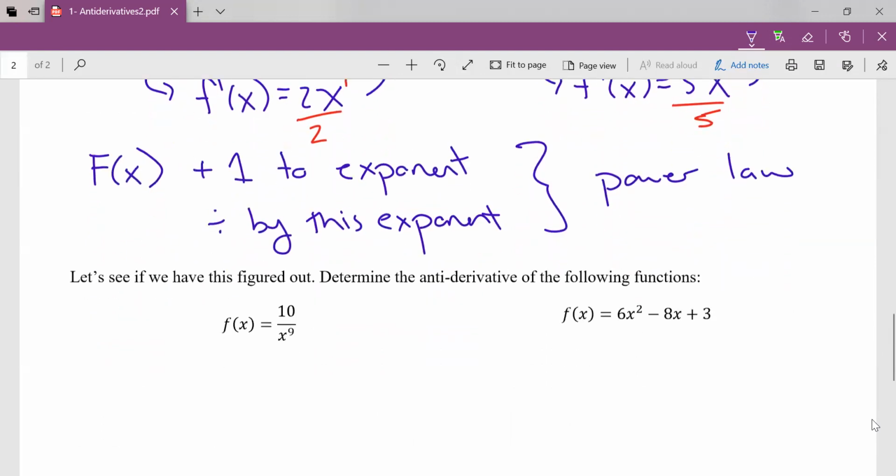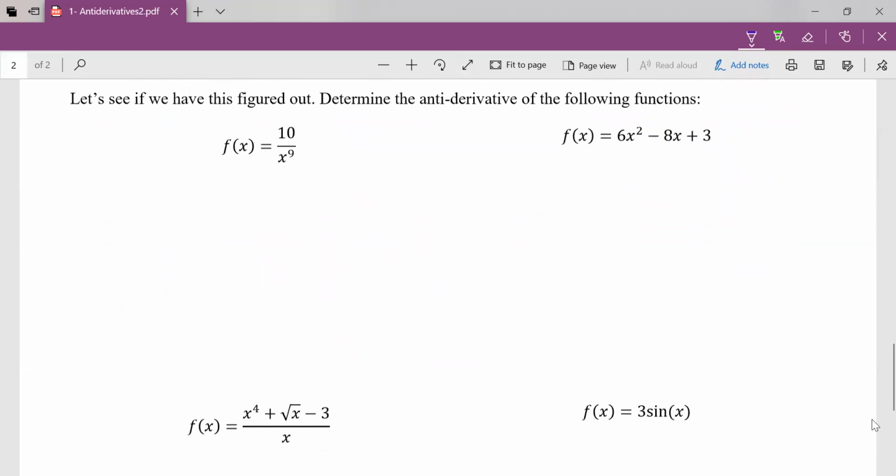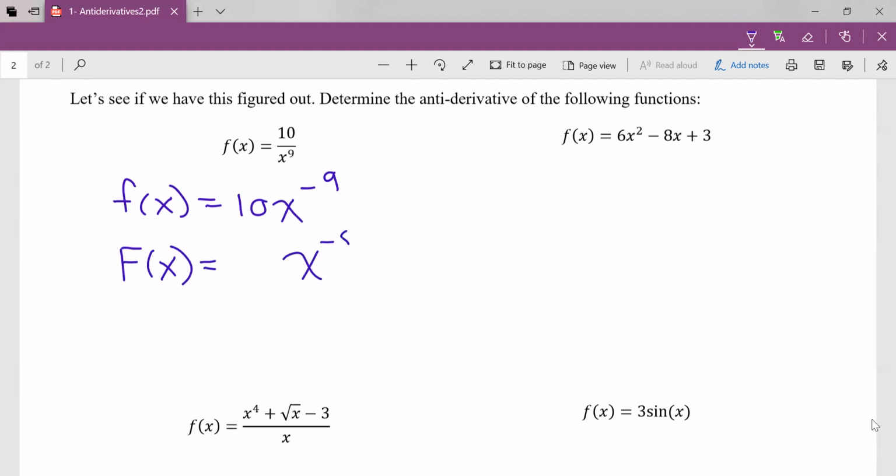Okay, let's try this again. Let's take the antiderivative of f at x is equal to 10 over 9, x to the power 9. And the first thing I'm going to do is rewrite this. Now I'm going to take the antiderivative, so capital F at x. I'm going to add 1 to the exponent and divide by it. And I'm going to simplify. Negative 5 over 4, x to the negative 8.